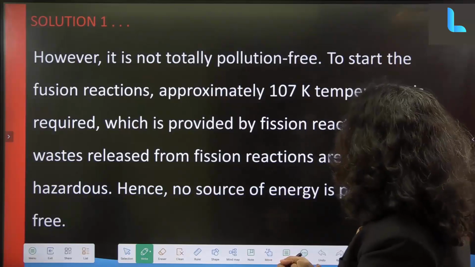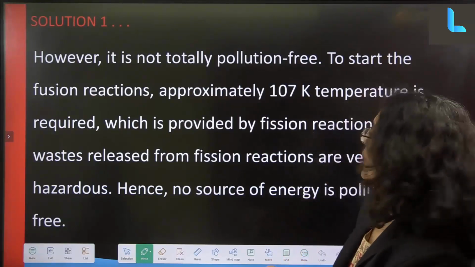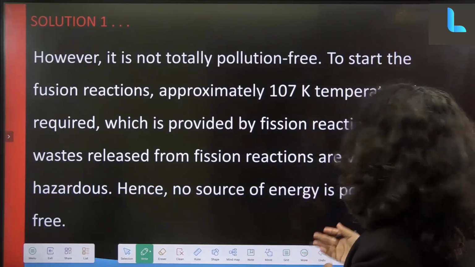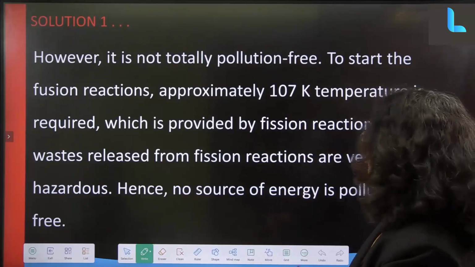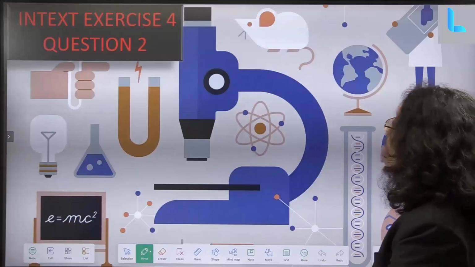To start the fusion reaction, approximately 10^7 Kelvin temperature is required, which is provided by a fission reaction. The waste released from fission is very hazardous. Hence no source of energy is pollution free.